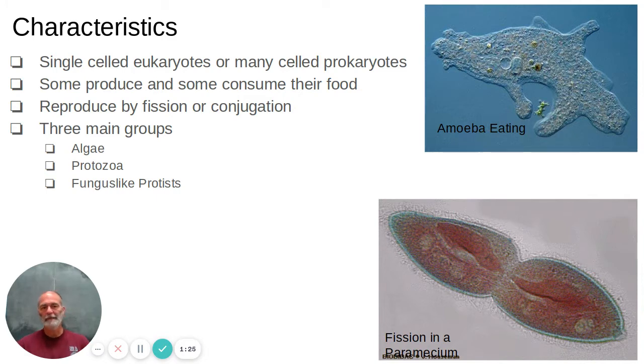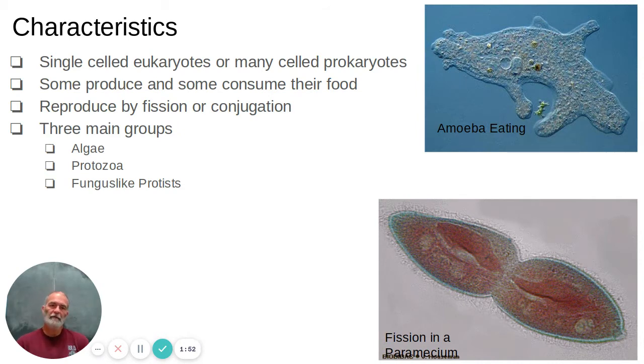Some produce their food, make their food, through photosynthesis. Some consume, eat their food like we do. They can reproduce either by fission or conjugation, just like bacteria. Fission is basically one cell splitting into two cells, and conjugation is a way where cells join together and exchange genetic material, DNA, chromosomes, and then they each divide separately.